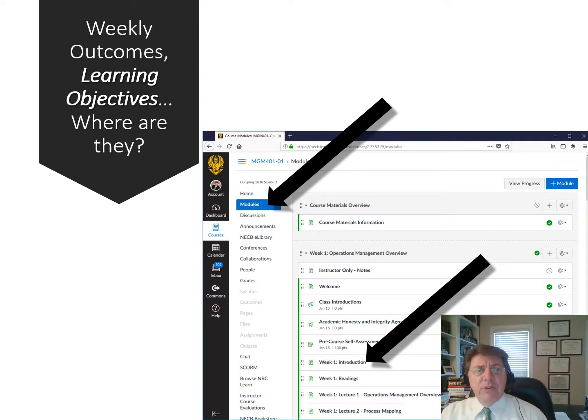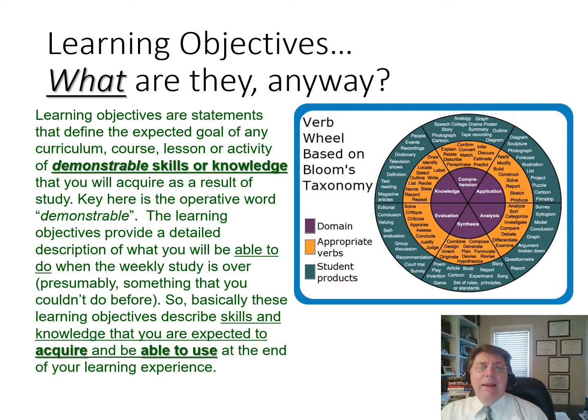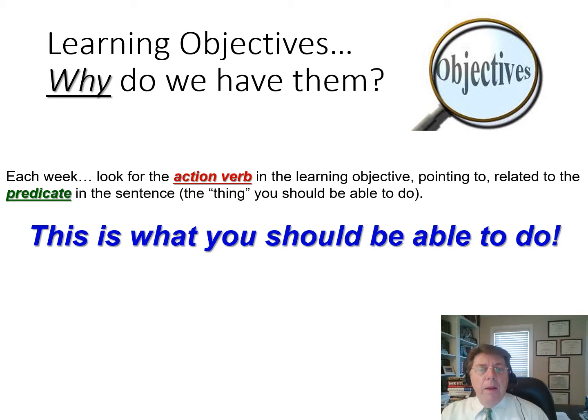All right, so let's dig into learning objectives. What are they and how can you use them for success? Basically, learning objectives are brief statements, action statements, things that you should be able to do after a course of study. Basically, what you'll find within the learning objectives is an action verb pointing to a predicate. So an action verb says things you should be able to do: describe, explain, use.